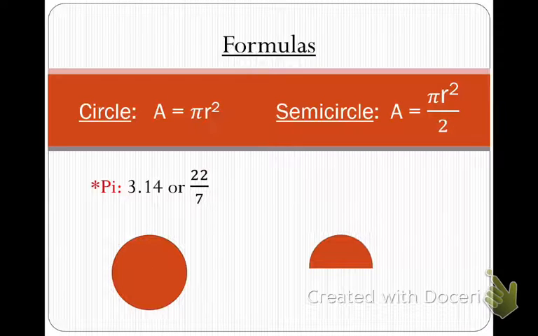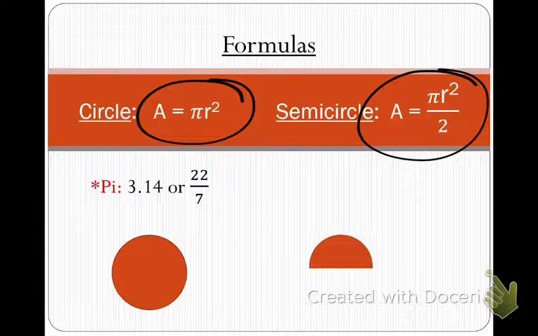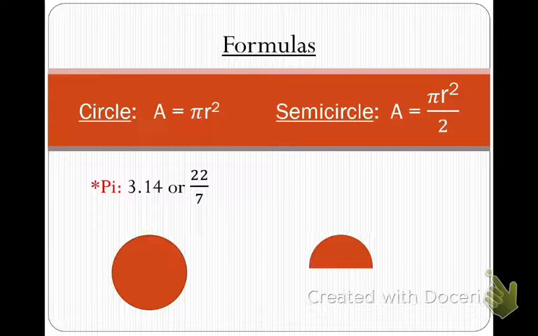Now I want you to take out your red pen, and if you would, with your red pen, fill in the two formulas that I've given you today for a circle and a semicircle. All right, the first formula that we have today is A equals pi r squared. Everyone say A equals pi r squared.